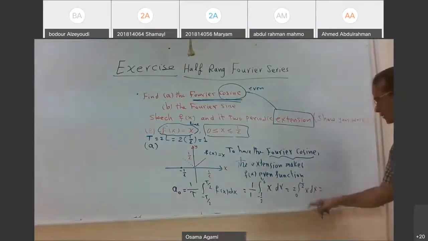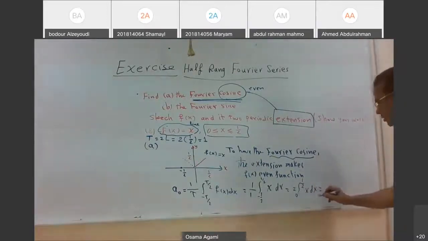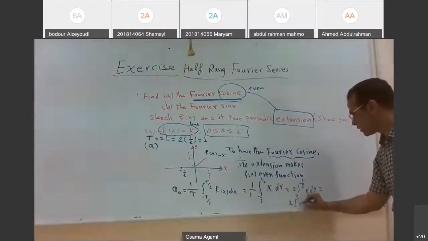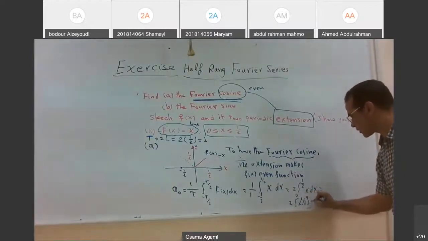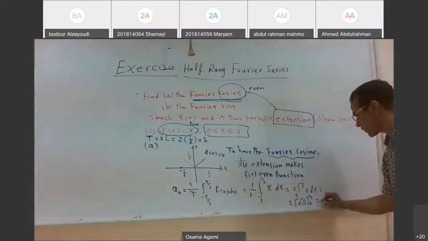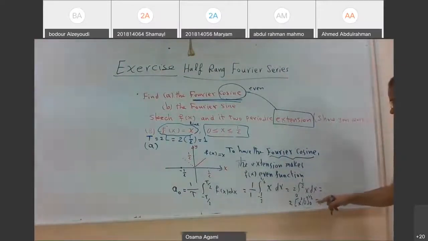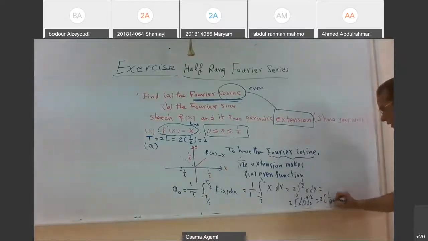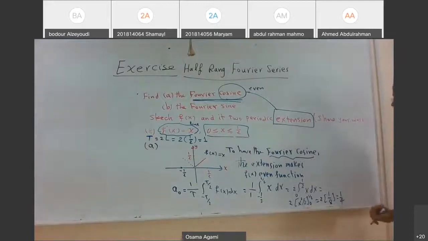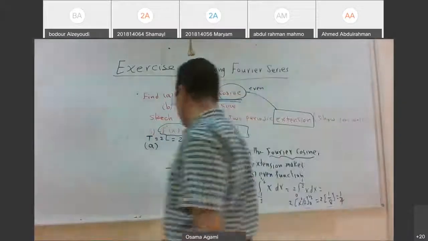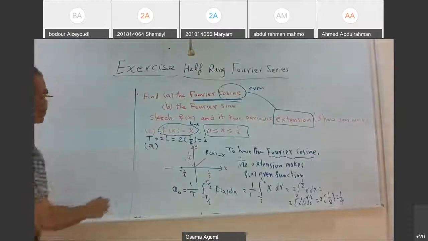So what is the integration of this one? This will be 2 times x squared over 2, substituting from 0 to half. So it will be 2 times 1 over 8, which is 1 over 4. So a naught equals 1 over 4.